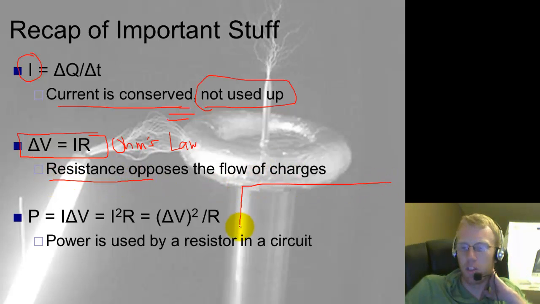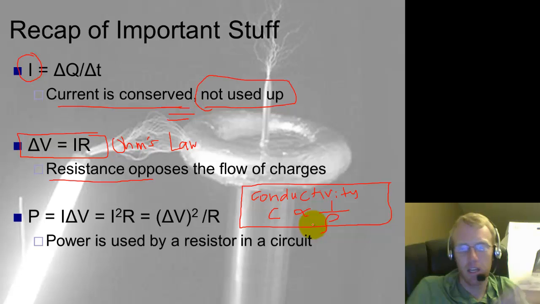I'll mention here, I probably should have mentioned this earlier, there's this other thing called conductivity. Conductivity is the inverse of resistance. So conductivity is proportional to 1 over resistivity. If something has a high resistivity, it has a low conductivity. If something has a low resistance, it'll have a high conductivity. They're just two sides of the same coin. If you know one, then you know the other one. They're inverses of each other.